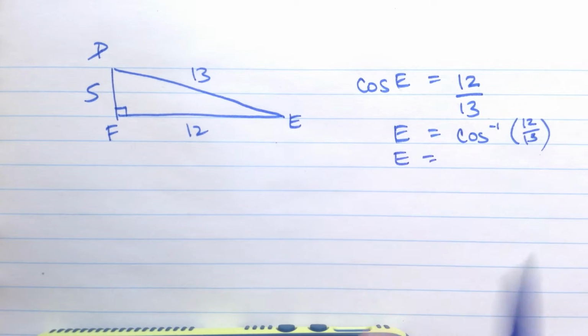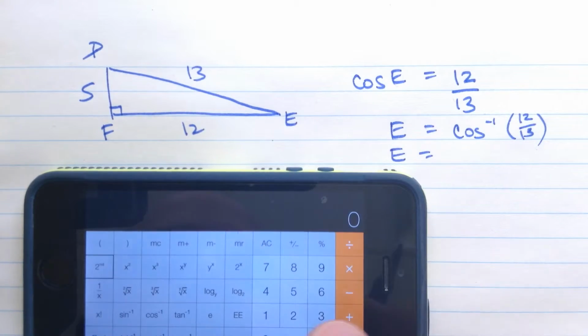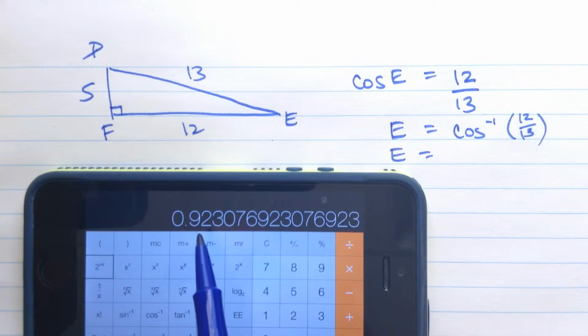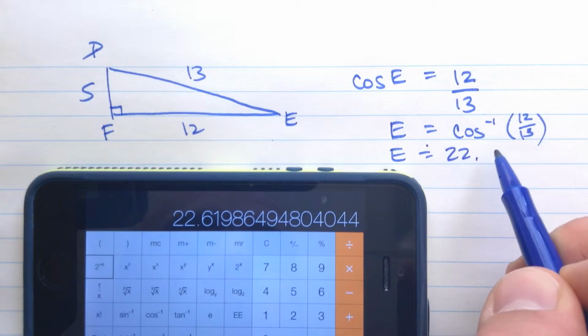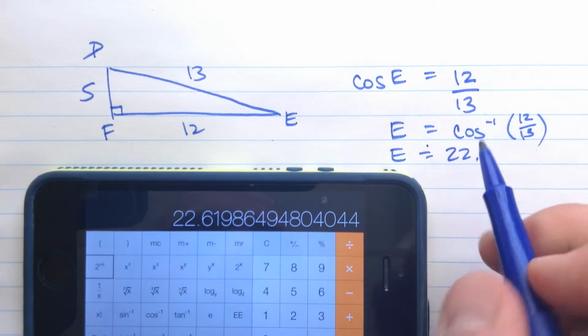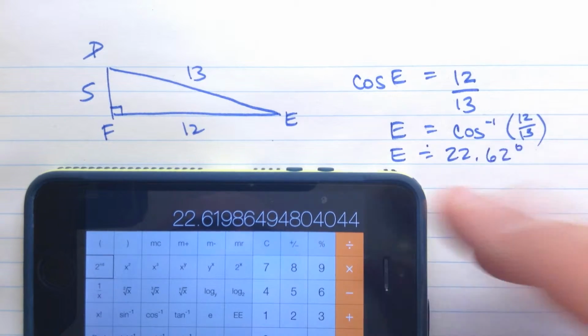And so E is equal to, take 12 divided by 13, press the equals key. Now I have 12 over 13 as a decimal, and then I press the cos inverse button to get that it's about 22, I'm going to round off to two places here, 22.62 degrees.